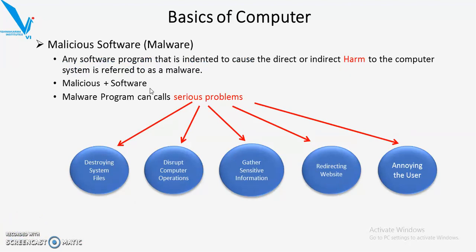Next category is malicious software. Any software program that is intended to cause the direct or indirect harm to the computer system is referred as malware. It is nothing but malicious and software. Malicious means what? Cruel. And software is nothing but a good code. It is nothing but the bad implementation of good code is what is malware. Or you can say that good code is written for a bad application.